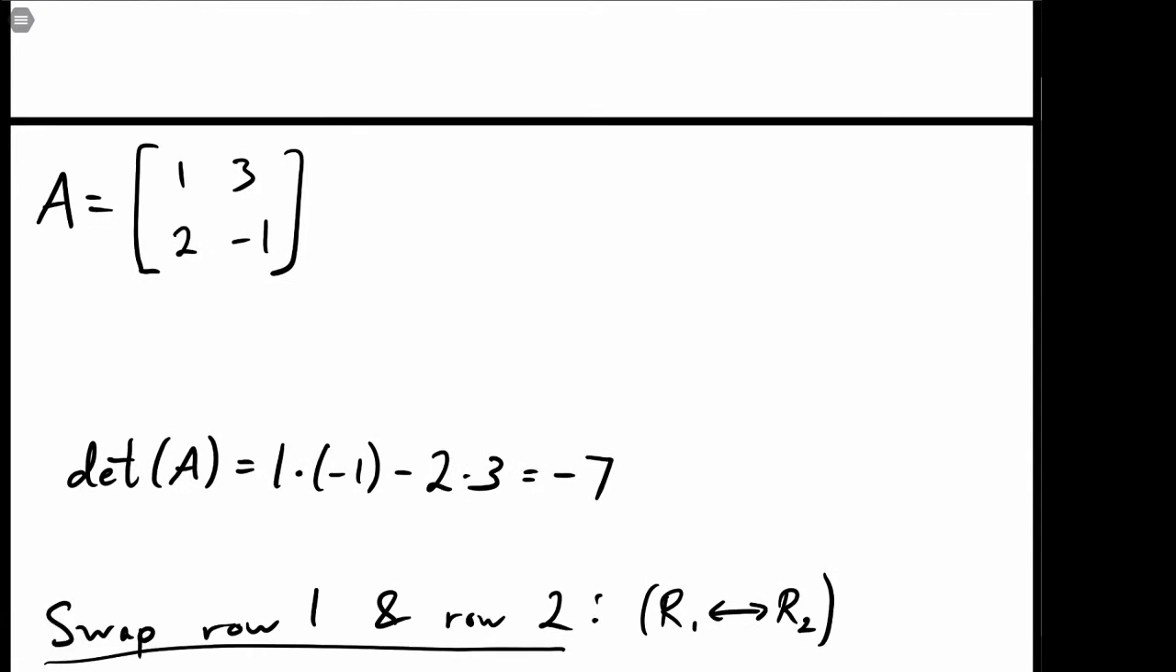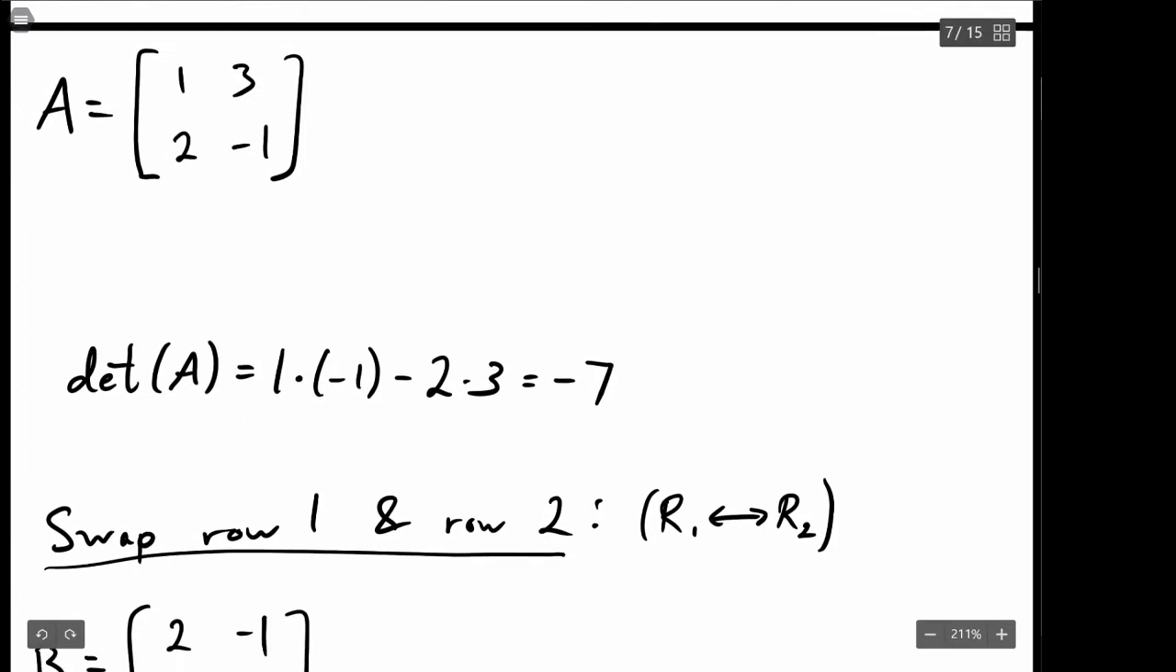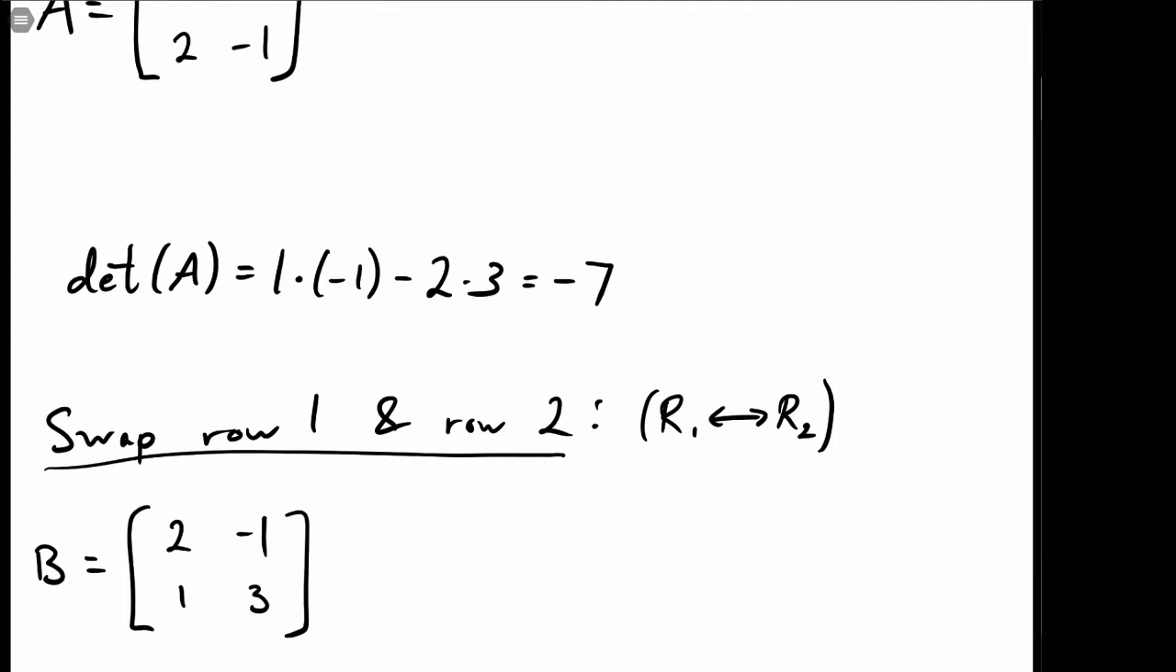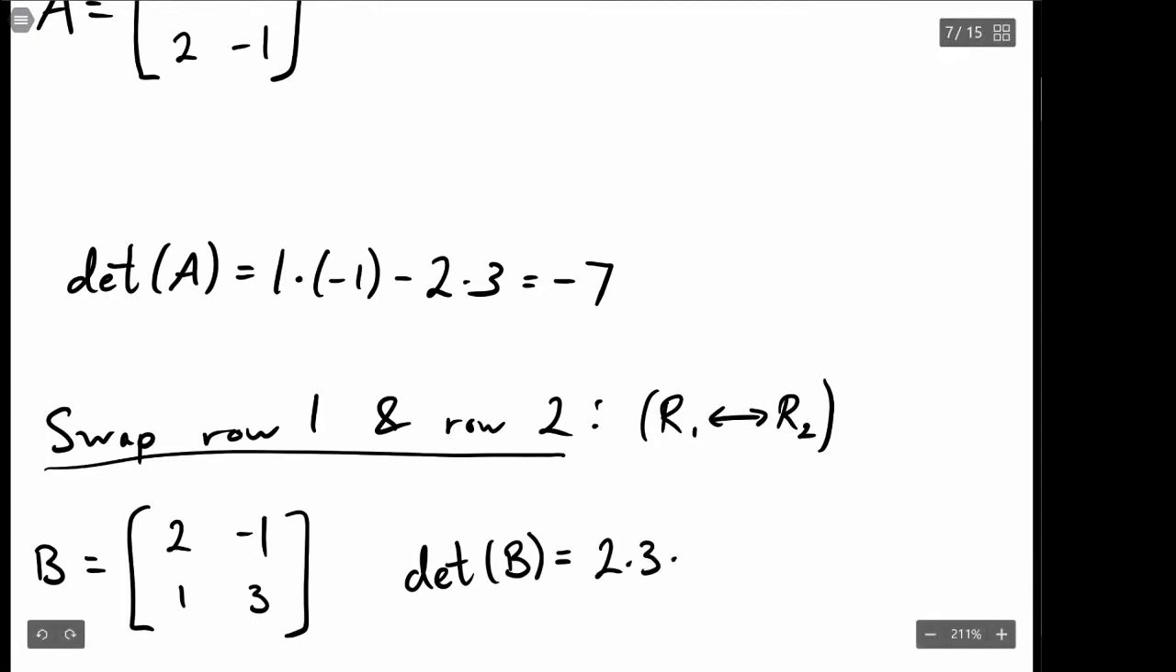So let's do this. Let's swap row 1 and row 2. Alright, so that gives us this new matrix B. And let's check the determinant of that and see what happens. Right. So if we take the determinant of this, we have 2 times 3 minus negative 1 times 1, which is 7. And that's the opposite of our original matrix A here. So by flipping these two rows, what we've done is we've changed the sign of the determinant. So keep that in mind.